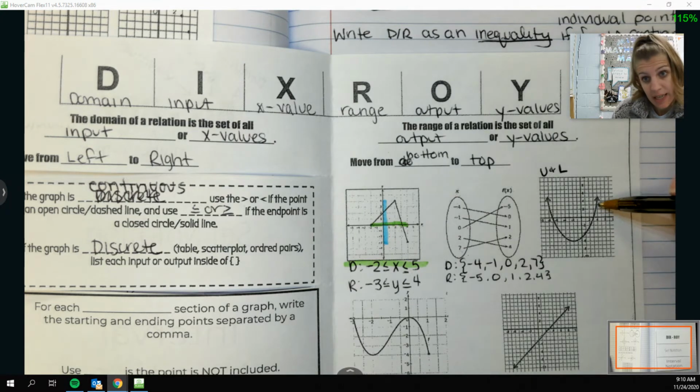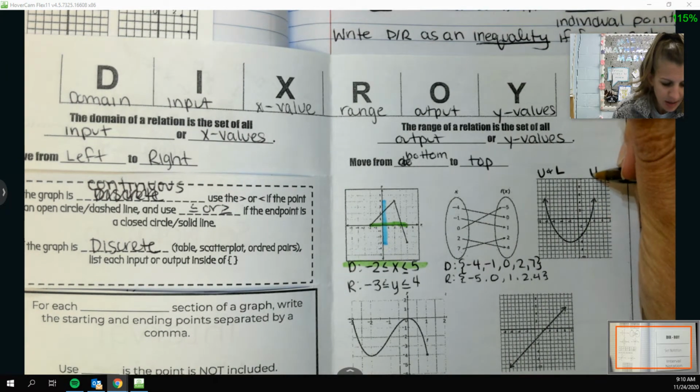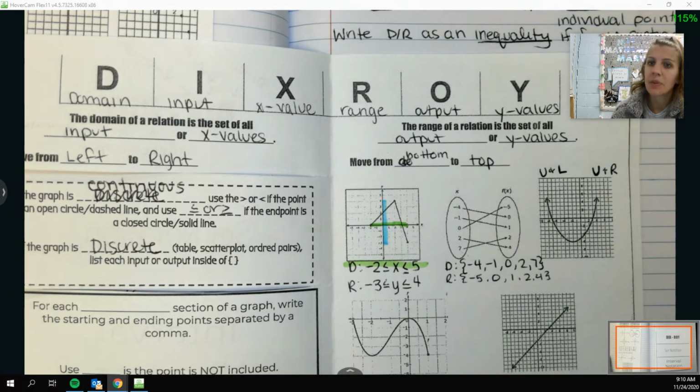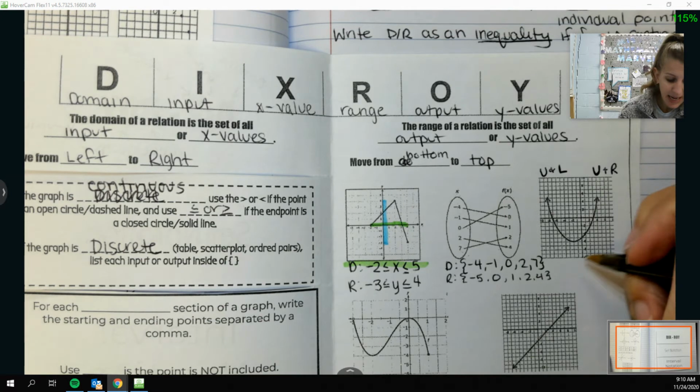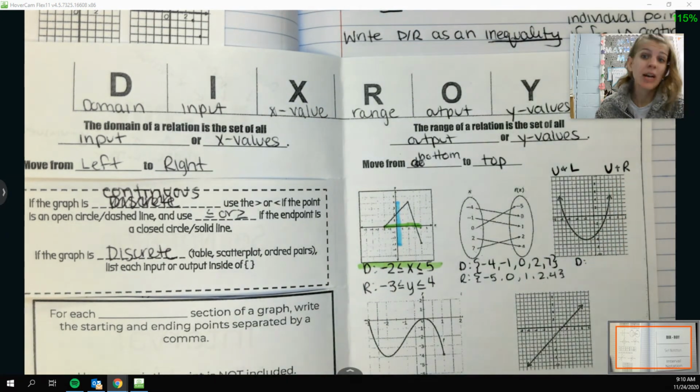This arrow over here is also pointing up, but it's also pointing slightly to the right. So when I think about my domain, again, I can't just list them all because this graph is continuous. It goes on and on forever because of those arrows.